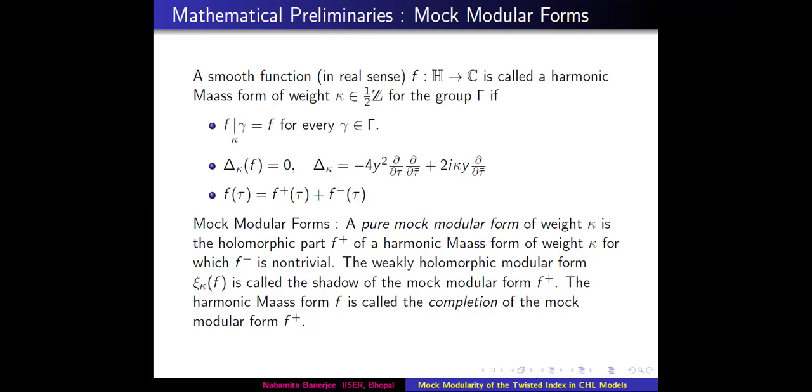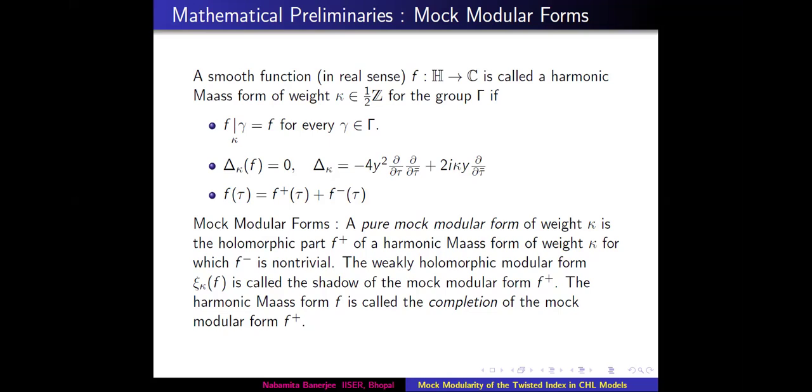So if I know the mock modular form and then act on it with this known shadow transformation function, this is actually del tau bar. It gives me a weakly holomorphic modular form. So the harmonic mass form F is called the completion of the mock modular form F plus.